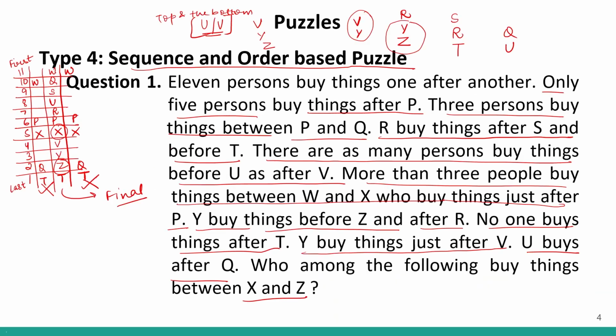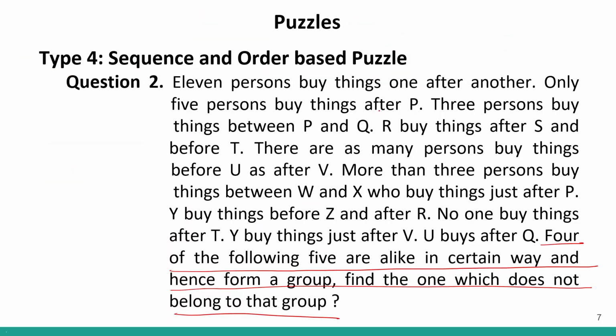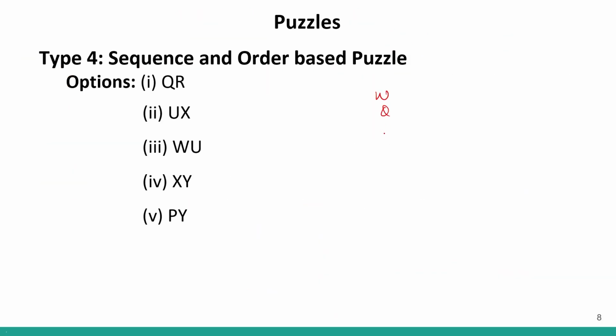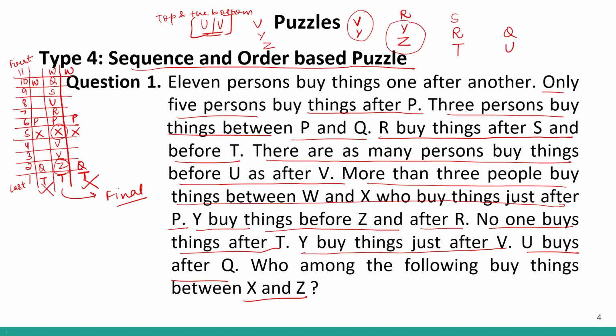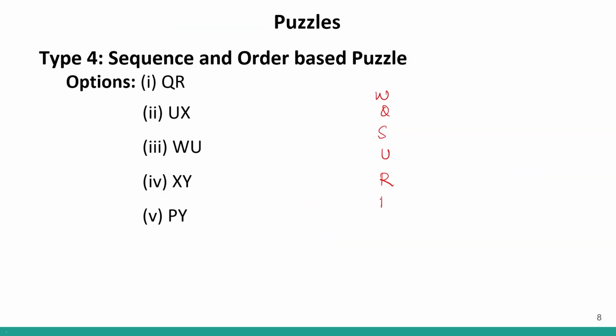So we had W, Q, S, U, R, P, X, V, Y, Z, and T. So 11 positions were there, correct? 3, 4, 5, 6, 7, 8, 9, 10, 11. This was my final arrangement.